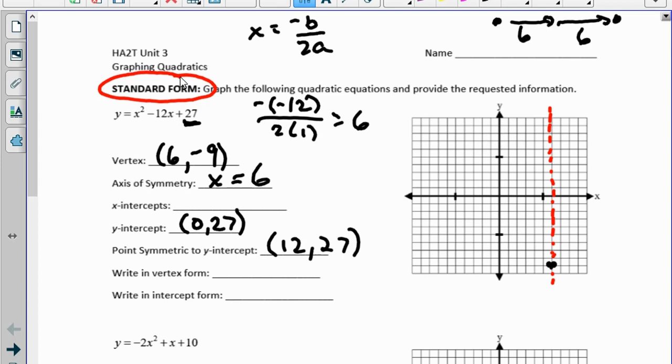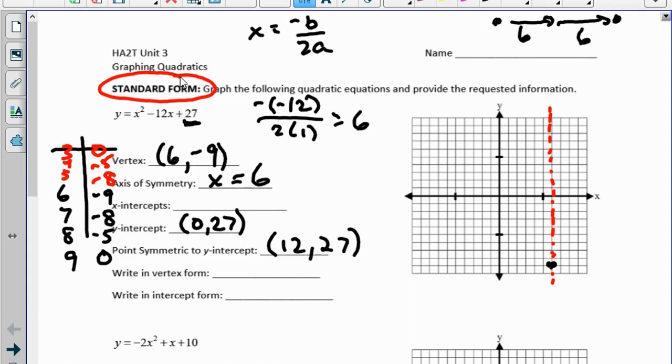So now we can use our rule that we found with a. If we know that we're at 6, negative 9, if we go over 1, we go up 1, since our a value is 1, so that's negative 8. If we go over 2, we go up 4. And if we go over 3, we go up 9 from the vertex. And it works equivalently in the other direction. So 5, 4, and 3. I ran out of room there. So I get negative 8, negative 5, and 0.